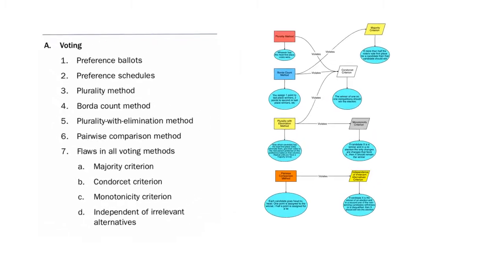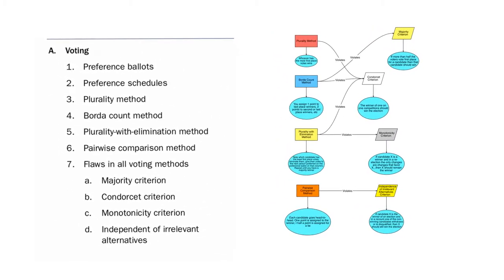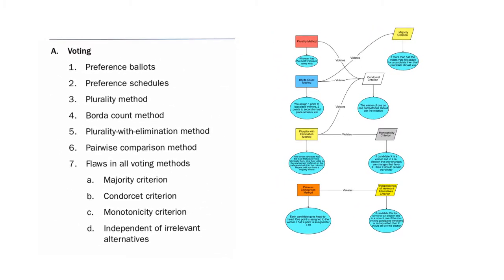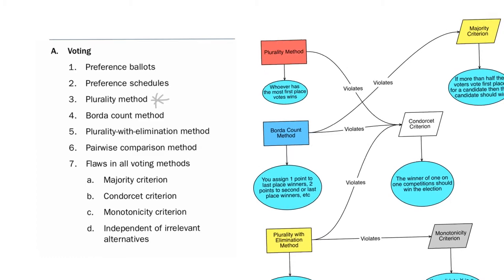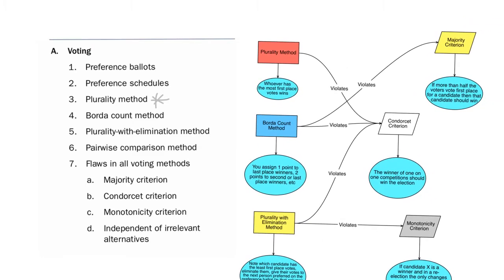Okay, so now we get into the good stuff where we actually start talking about the various voting methods themselves. And let's focus first on the plurality method. Now, the plurality method basically says, and here it is over here in our chart, in fact, I'm going to blow that up a little bit, the plurality method basically says that whoever has the most first place votes wins.